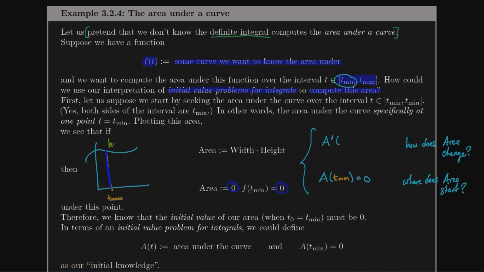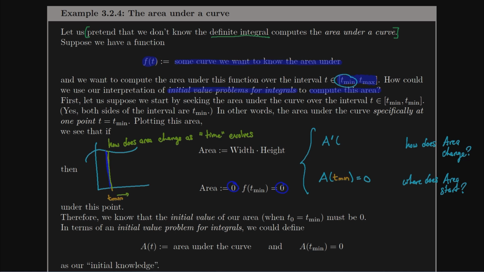So we ask a question about how does area change as, and I'm putting time in quotes here, time evolves. Well, if we think about it, if we move forward in time, so we're going to take that t-min, we're going to shift it forward, it's going to add some area here, right? It's going to add this thing. It's going to add that line I just drew. That's how I'm going to add that much area over time.